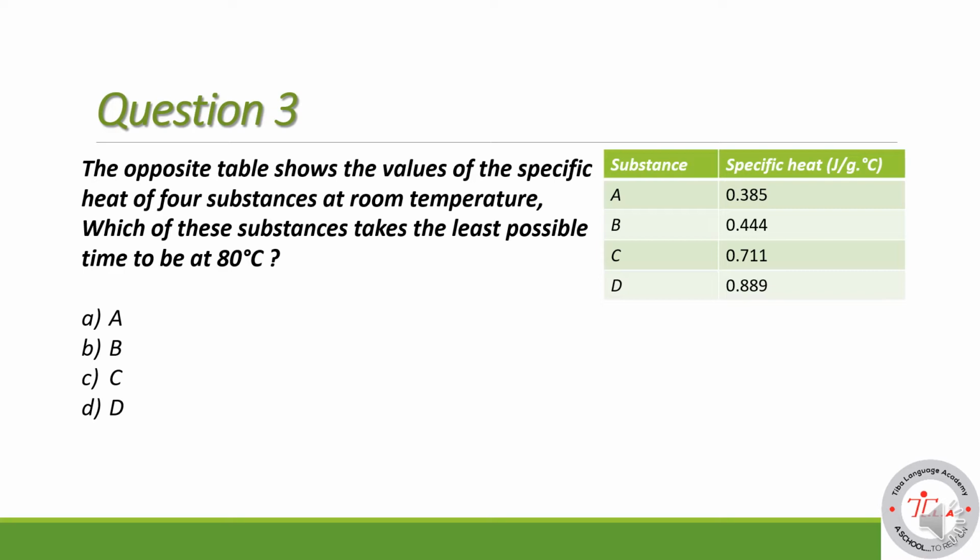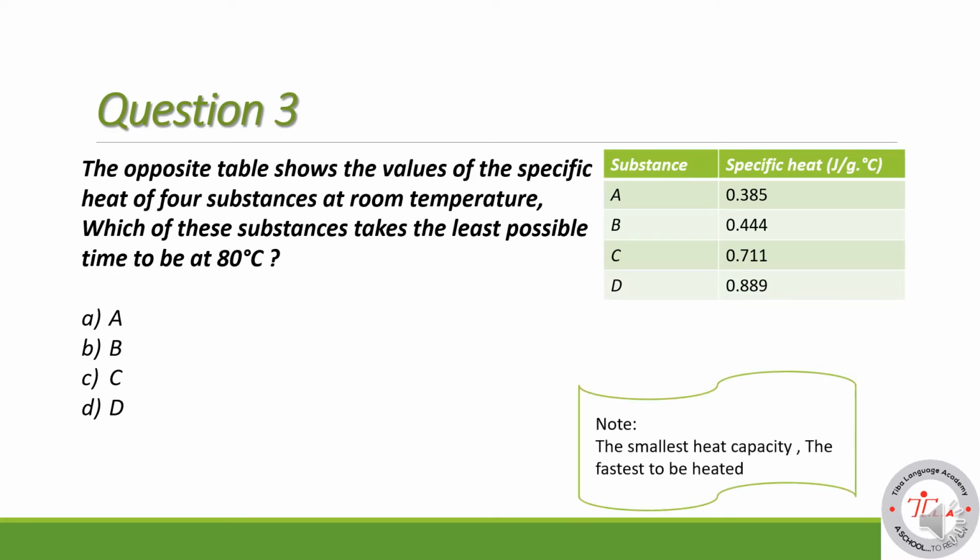The question is, which of these substances takes less time to reach 80 Celsius? That means which of these substances is heated faster? The substance that is heated faster is the one which has the smallest heat capacity. The smallest heat capacity is the fastest to be heated. So the answer is A.